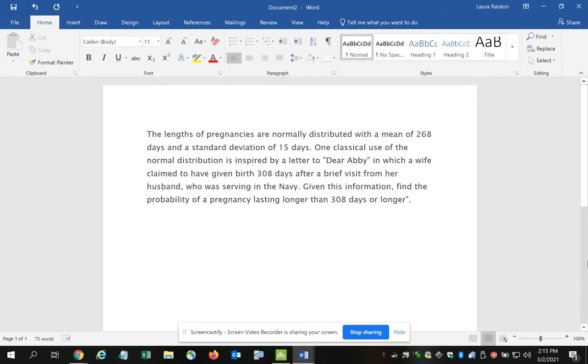One classical use of the normal distribution is inspired by a letter to Dear Abby, in which a wife claimed to have given birth 308 days after a brief visit from her husband, who was serving in the Navy. Given this information, find the probability of a pregnancy lasting longer than 308 days.